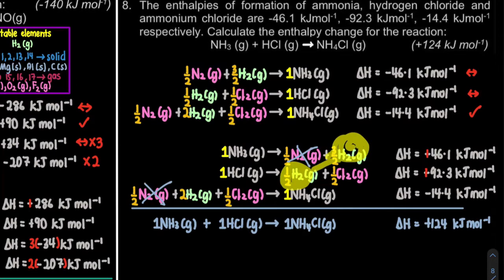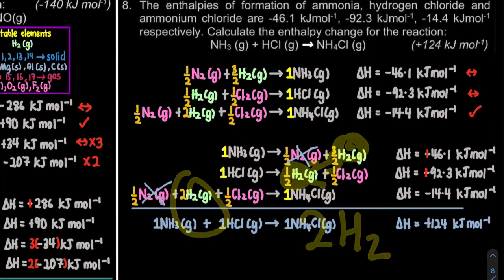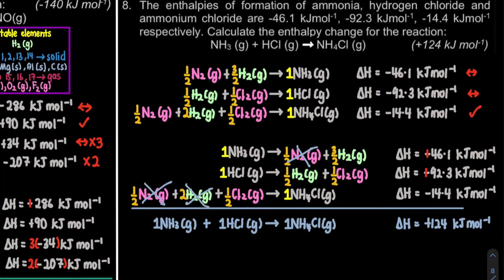It is same side, right? So if it's same side, we have to add it. Then here we get 2 H2 gas. Here we get 2 H2. So we can cancel this one. H2, half H2, 3 over 2 H2.